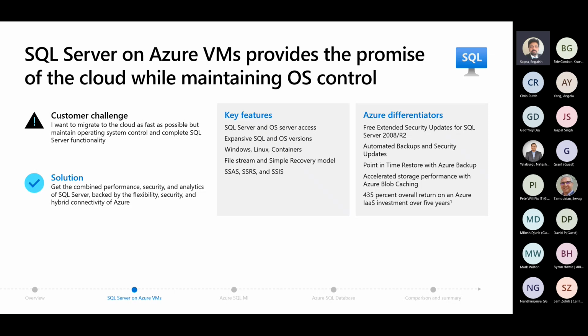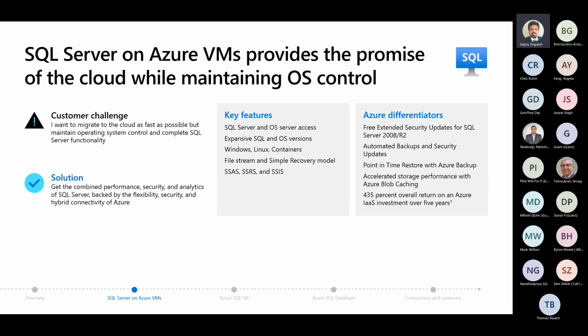So these are some of the key features and differentiators on the slide. Essentially, from an accelerated performance perspective, you have Azure Blob caching, and then automated backups and security updates are also part of the service. Now, the key question here that you need to answer before making this choice is, does your application require custom VM or SQL configuration? The DB version choice, the feature compatibility with SQL Box, and app portability.